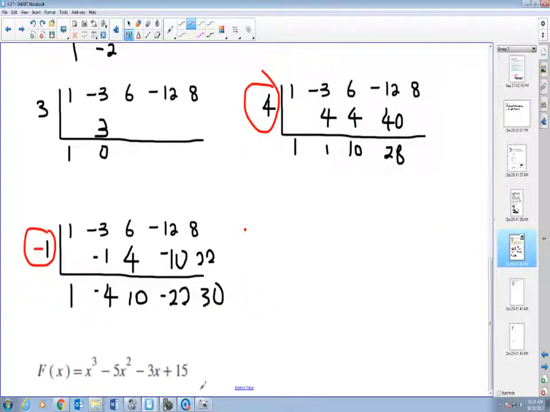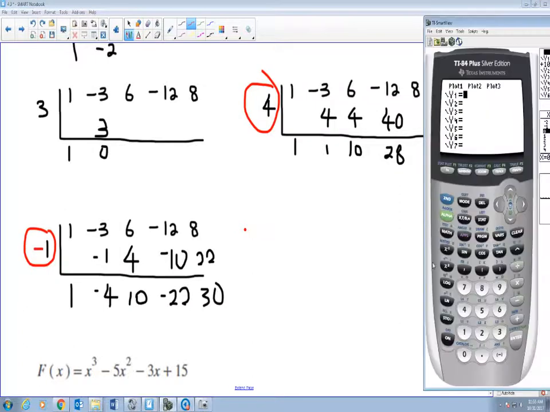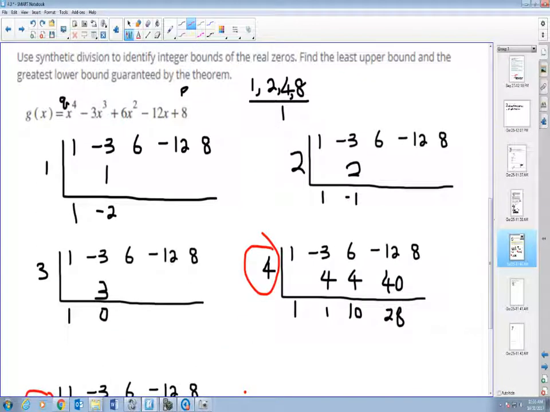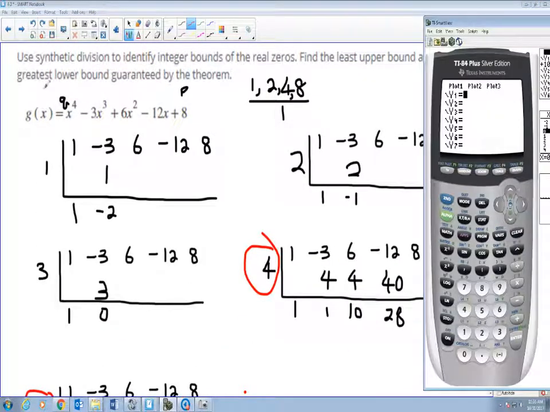Alright, so this is what I'm going to do. I'm going to use a calculator still. Let's see what my zeros actually are. The real 0. The rational 0, to be more precise. Minus 12x plus 8.